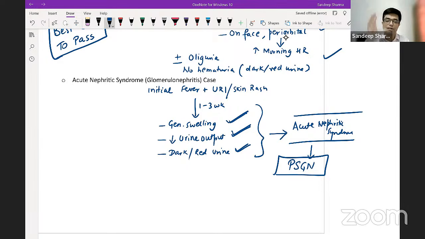This child, chief complaints. The child has been admitted for generalized swelling, dark colored urine, and reduced urine output since last 1 week. Since last 1 week, matlab abhi chal raha hai. In history of present illness, you will talk about these complaints and you will mention 3 weeks back, there was a preceding history of fever and upper respiratory illness, which resolved spontaneously.